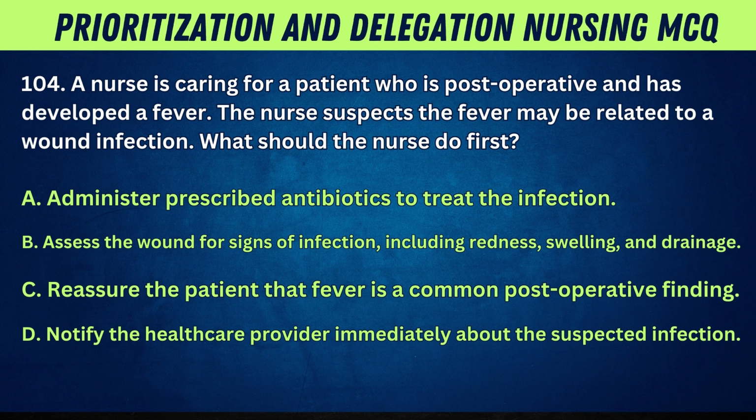104. A nurse is caring for a patient who is post-operative and has developed a fever. The nurse suspects the fever may be related to a wound infection. What should the nurse do first? A.